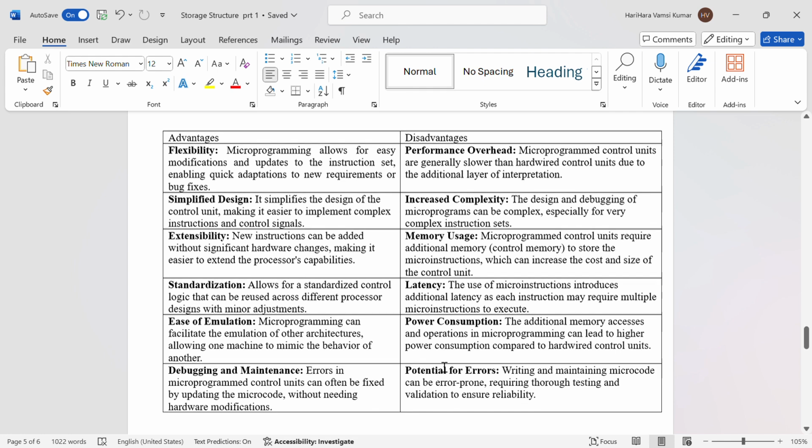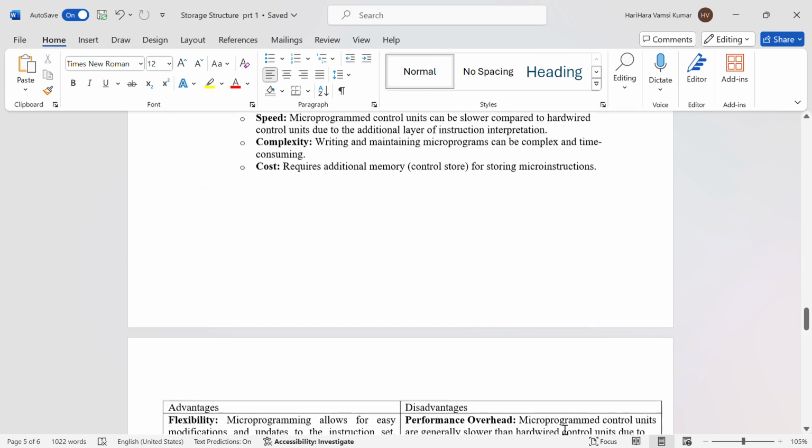Power consumption: the additional memory access and operations in microprogramming can lead to higher power consumption compared to hardwired control units. Potential for errors: writing and maintaining microcode can be error prone, requiring thorough testing and validation to ensure reliability.